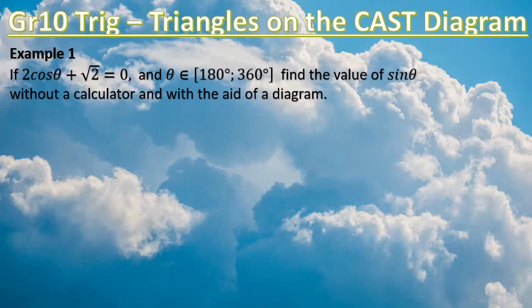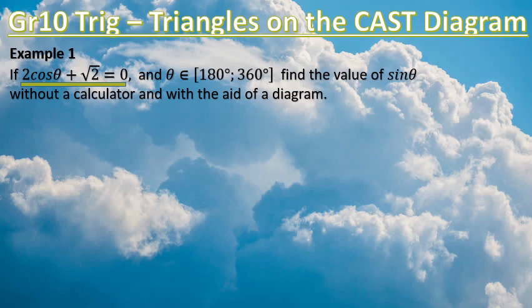Right, if 2 cos theta plus the square root of 2 equals 0, and theta is an element of 180 degrees to 360 degrees, find the value of sine theta without a calculator and with the aid of a diagram. Now I know this seems extremely complicated at first and perhaps you don't even know where to start. So let's look at the information we've been given.